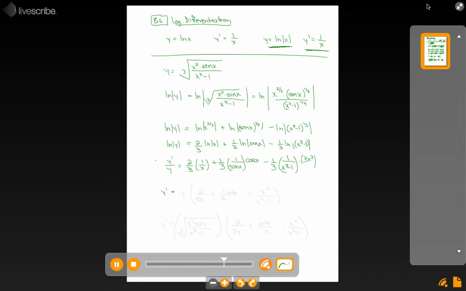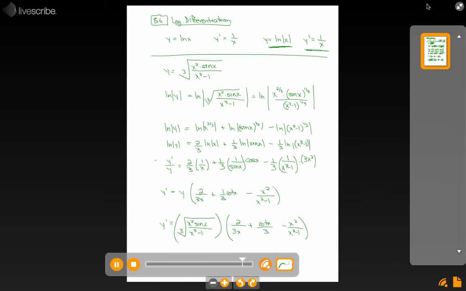And so y prime equals y times all of that. So y times 2 over 3x plus, maybe it's worth saying, a third cotangent x, or cotangent x over 3, and then minus, the 1/3 and the 3 cancel out, so x squared over x cubed minus 1. And finally, y was that beginning function that I had, the cube root of this mess here. So if I need to write everything in terms of x, it's this times what I just had in the brackets: 2 over 3x plus cotangent x over 3 minus x squared over x cubed minus 1. And no one piece of that was especially hard.